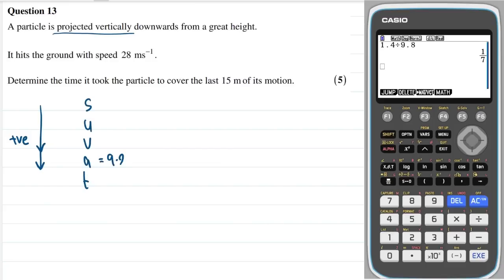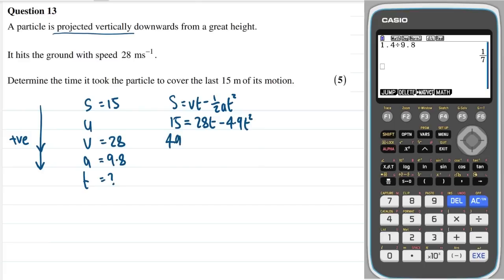It'll be accelerating at 9.8 meters per second squared because it's just gravity. We don't know what u is. We know that it's going to hit the ground with 28 meters per second. And we are just interested in the final 15 meters. So let's work out what the time is. So we're going to use s is equal to vt minus a half at squared. So we're going to get 15 is equal to 28t minus 4.9t squared.